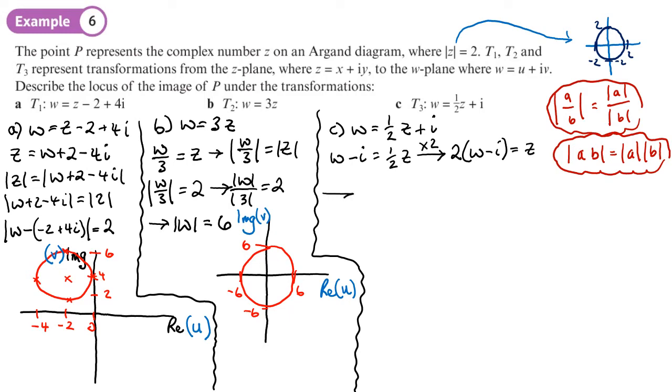We'll do the modulus of both sides. So that will give us the modulus of 2 W minus I equals the modulus of Z, which we know the modulus of Z is 2. So we end up with this.